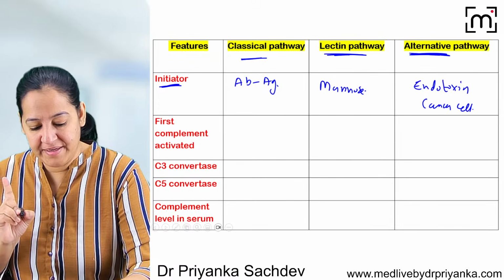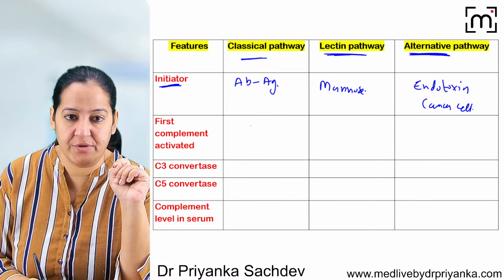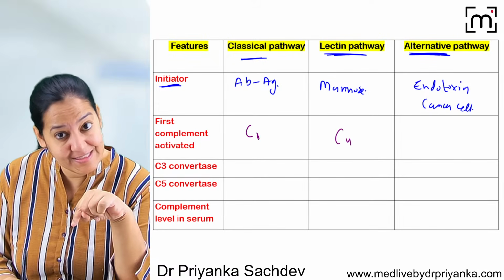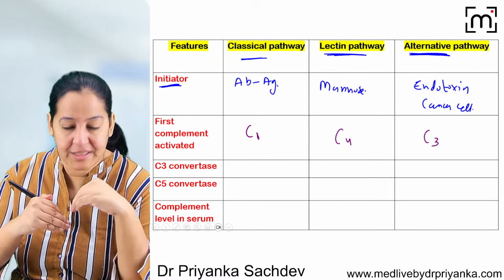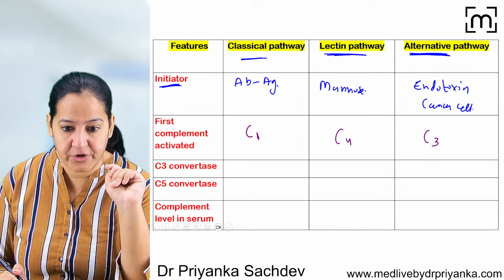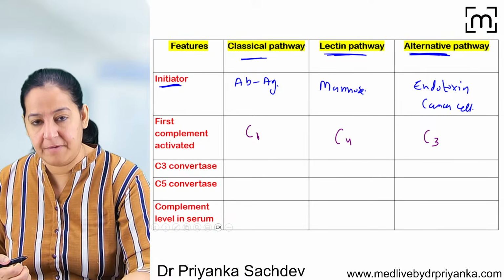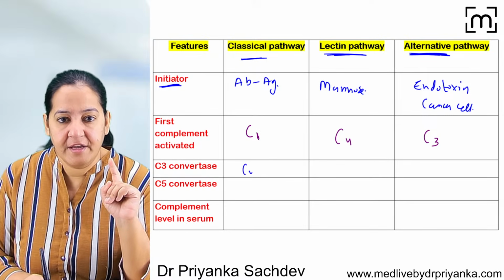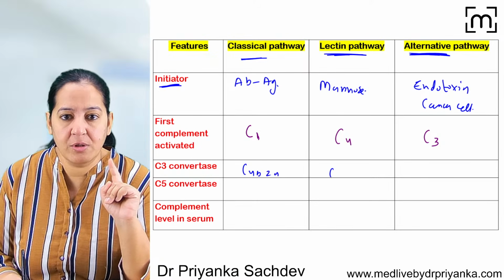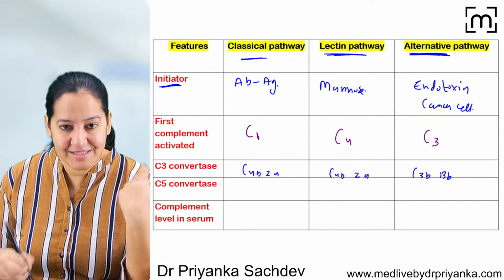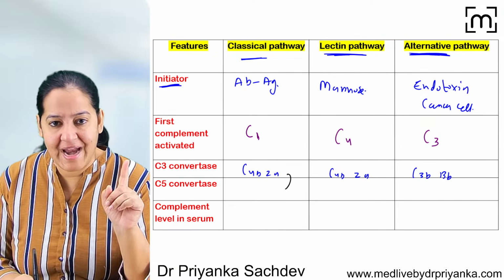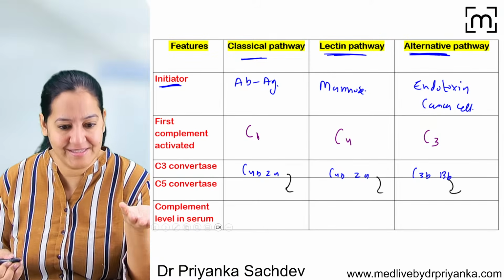Tell me the first complement activated in each of them. Here it's C1. Here it's directly C4 without C1 and here it's C3. Tell me the convergence of all 3. The convergence is C5. That is also a question. What is the C3 convertase? Here 4B, 2A. Here also 4B, 2A. And here 3B, BB. Tell me the C5 convertase. Don't learn it. Just add 3B in that, and you will get the C5 convertase.